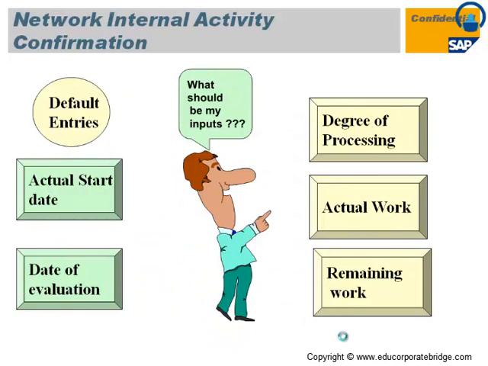Network internal activity confirmation gives you the actual start date, actual end date for that particular activity, how much degree of processing, that is the POC, percentage of completion or degree of processing of that particular activity, how much actual work has been done on that particular activity against the planned work, and how much remaining work on that particular activity you can find out through the standard SAP reports.